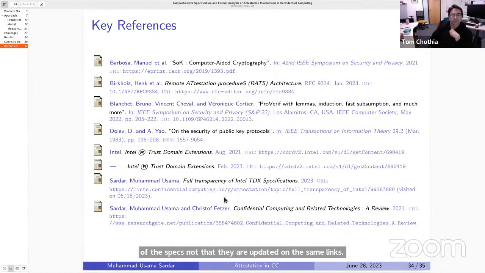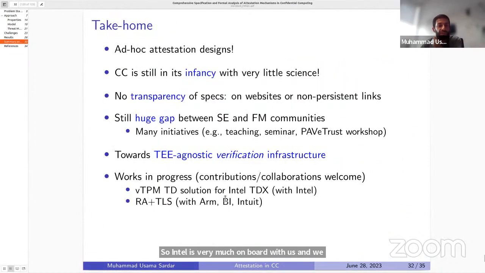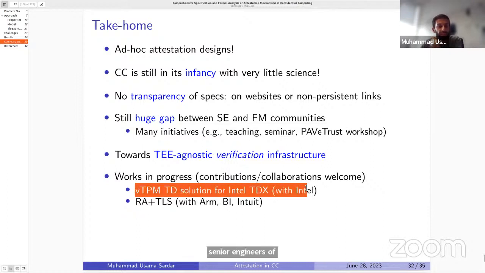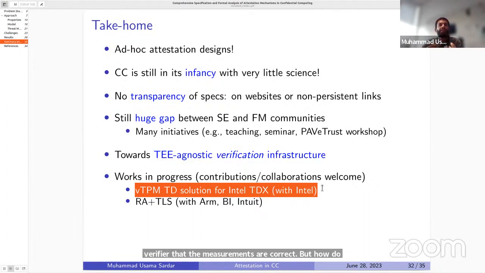So Intel is very much on board with us, and we have two senior engineers of Intel who are working with us on this solution specifically, which is integration. How do we bootstrap this? And this is probably what Tom also mentioned, that starting from the boot process, the attestation protocol might be able to fool the verifier that the measurements are correct, but how do we ensure that they are really the ones that we want to have?